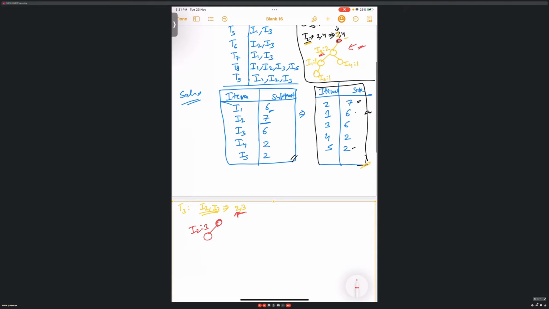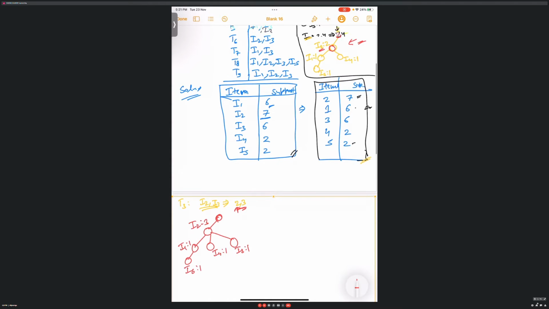Now 3. After I2, I want to go to I3. But here I don't have any path to I3. So see, I1 is already there. I4 is already there. Now I have to add this I3 and the count will be 1. Right? And I1 was already having some count. I5 is 1. Okay, T3. Now let's go to T4.